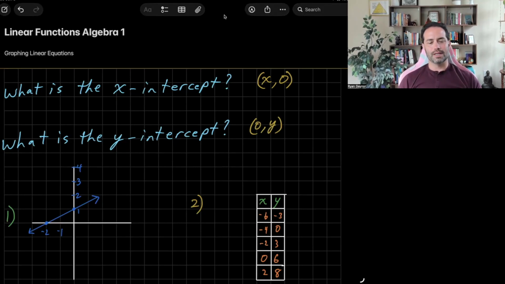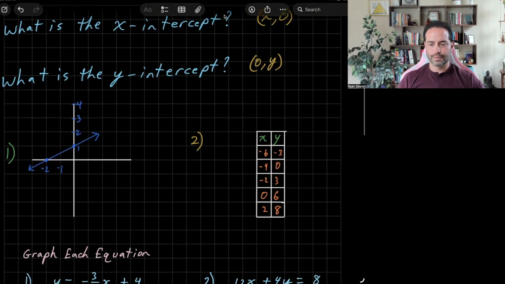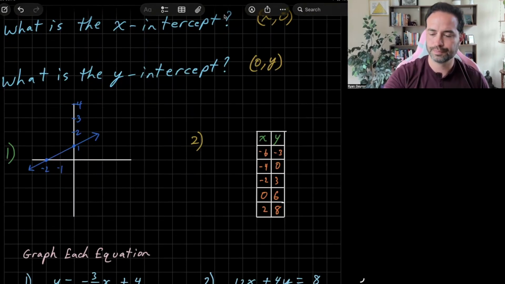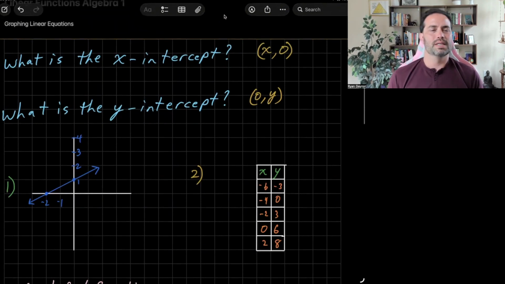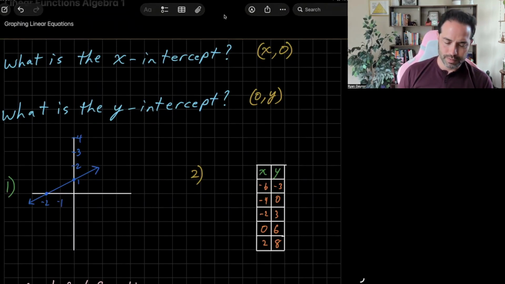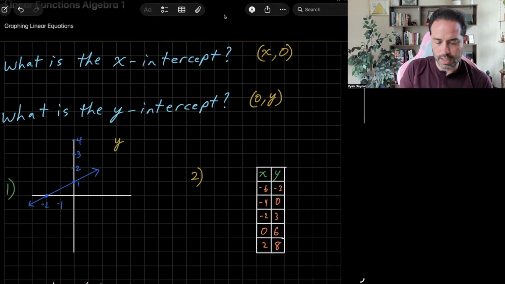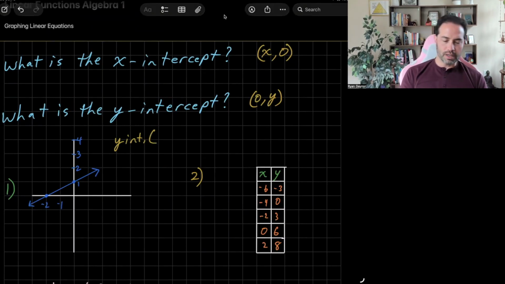So let's dive into some examples. The first one we have is a graph, and we have to find the y-intercept and the x-intercept. Let's label this: y-intercept. Remember, the y-intercept always starts with a 0, and in this case, it's crossing at the 1. You can see that right there. So 1.